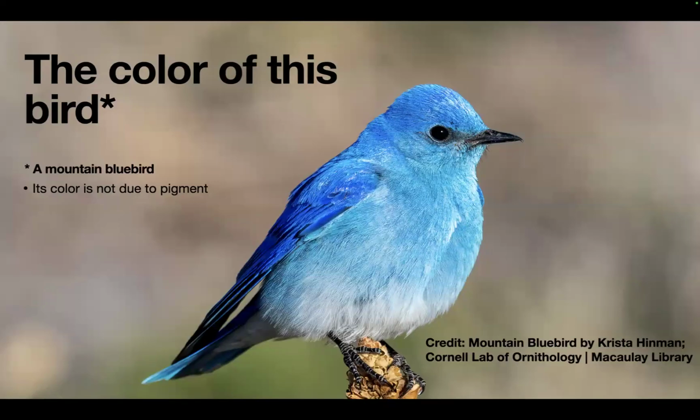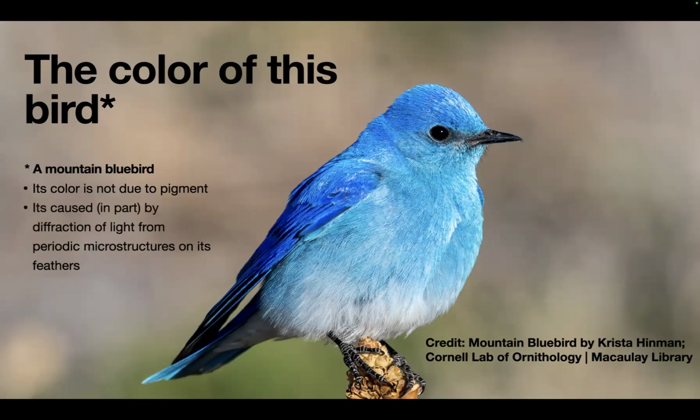Okay, so the answers are: when it comes to the mountain bluebird, even though it looks absolutely beautiful blue, if you were to grind up its feathers, you wouldn't see any blue at all because the color is not due to pigment. They would just look brown. It is instead caused partly by diffraction of light that hits the feathers, because they have these periodic microstructures. They scatter light in a very specific way.